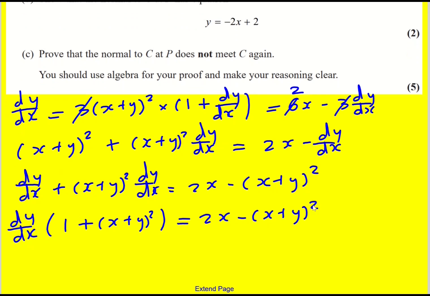And then I can divide through. And this is as neat as it's ever going to get. Expanding it, it's not going to cancel or anything. This is a solid answer.